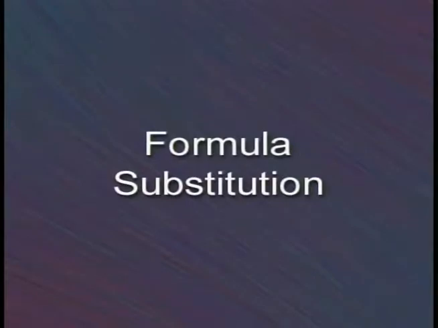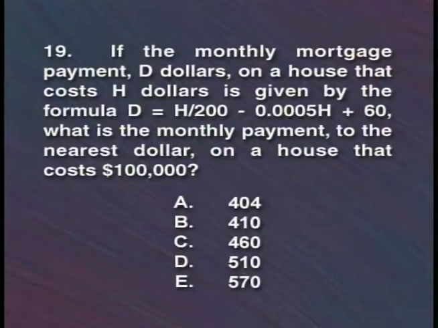Problem 19. If the monthly mortgage payment, D dollars, on a house that cost H dollars is given by the formula D equals H divided by 200 minus 0.0005H plus 60, what is the monthly payment to the nearest dollar on a house that costs $100,000?